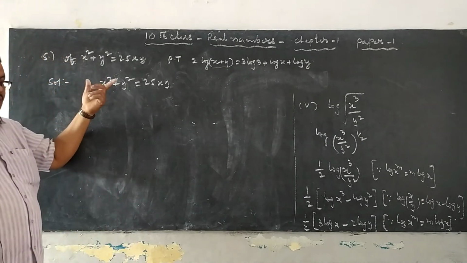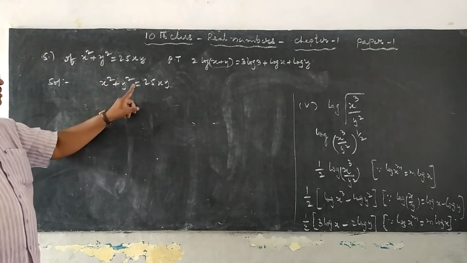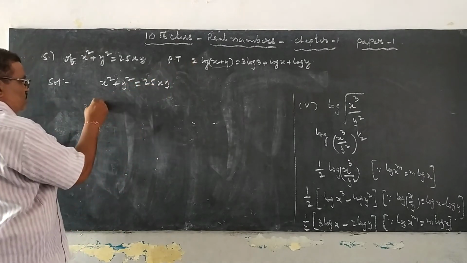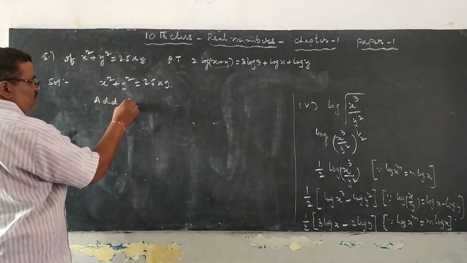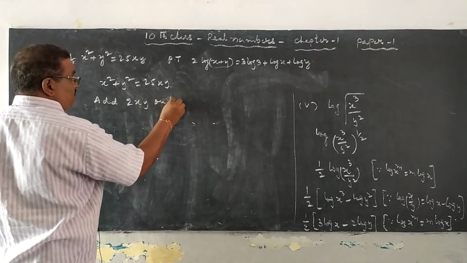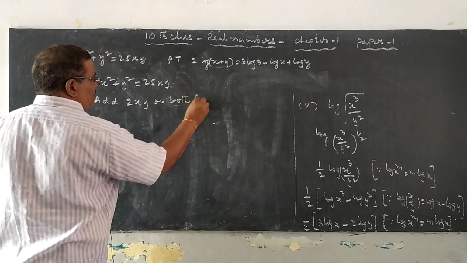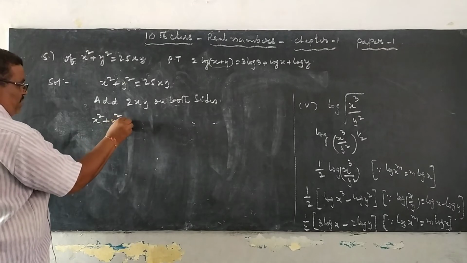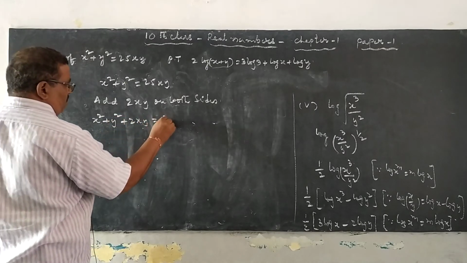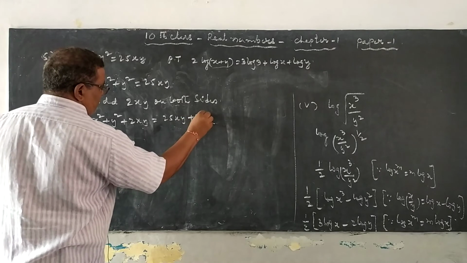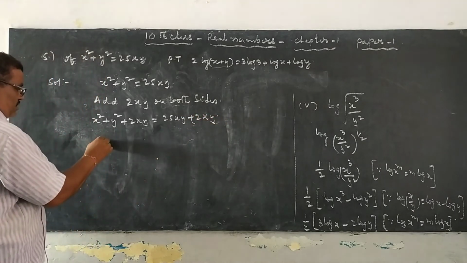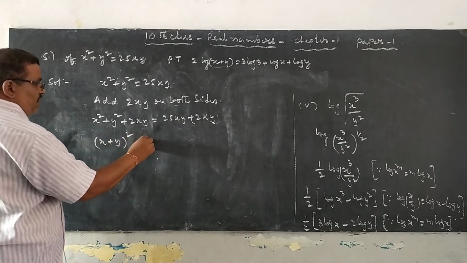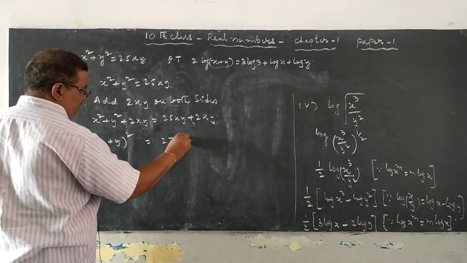Now to get x plus y whole square, what should we do? When we add 2xy on both sides, you get the LHS result. So I have to add 2xy on both sides. So x square plus y square plus 2xy is equal to 25xy plus 2xy. So that is x plus y whole square equal to 27xy.